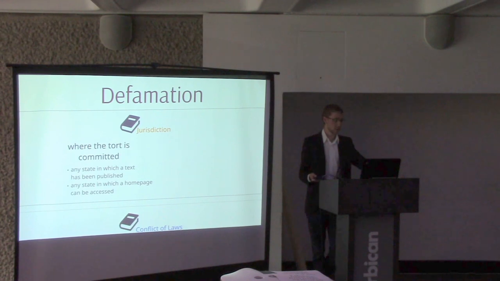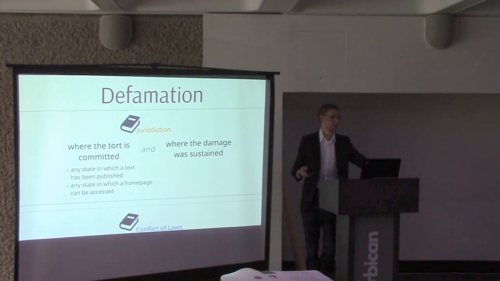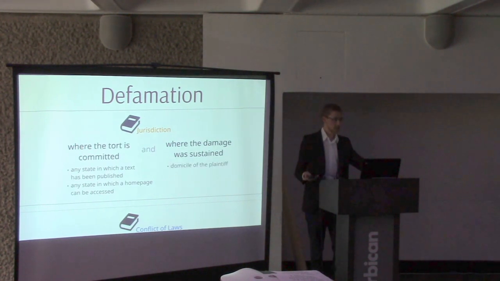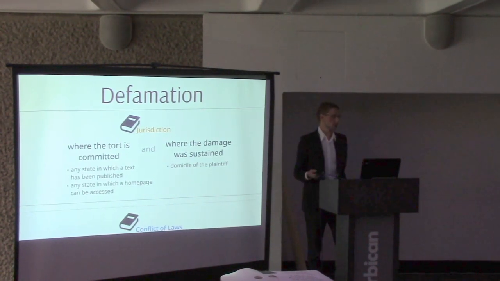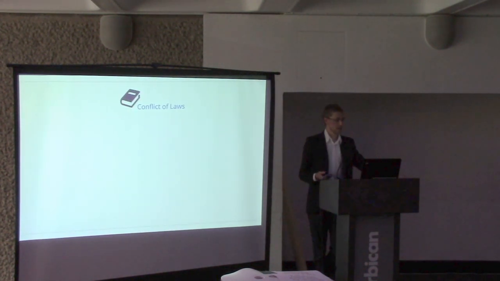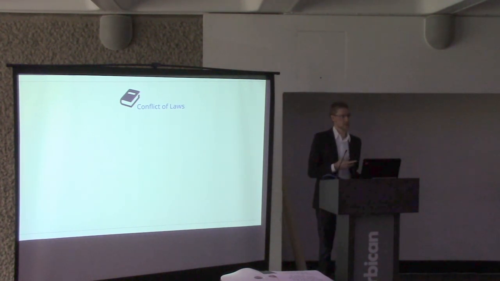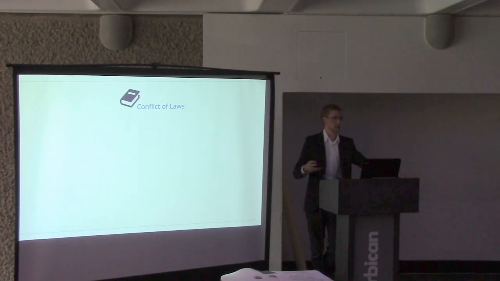So jurisdiction is very broad, and it gets even broader because there's a second rule, which you will often find in national legislation, and this is that the courts of the state where the damage is sustained also have jurisdiction, which allows a claimant in most cases to seize the courts of his own jurisdiction. So as Wikipedia editors, we have to accept that we can be sued almost anywhere in the world. But this does not mean that any law in the world applies, because we've seen that although a court may have jurisdiction, it does not mean that the judges will apply the law of the state of the court.